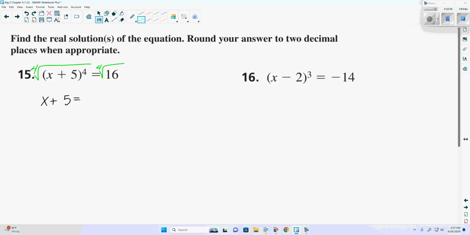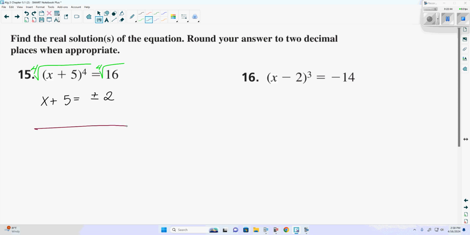So the fourth root of x plus 5 to the fourth is x plus 5. Well, we can go on and give it a try. What's the fourth root of 16? 2. Very easy to do. So you're good. As we took an even root, we need the plus or minus. So when we took the fourth root of both sides, we got x plus 5 equals plus or minus 2. Solve for x.